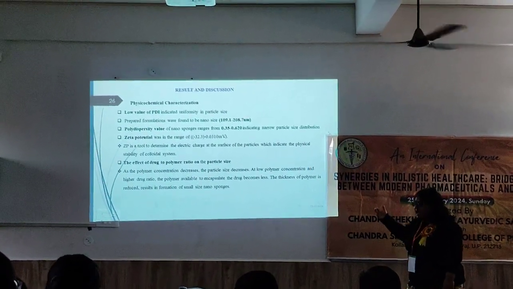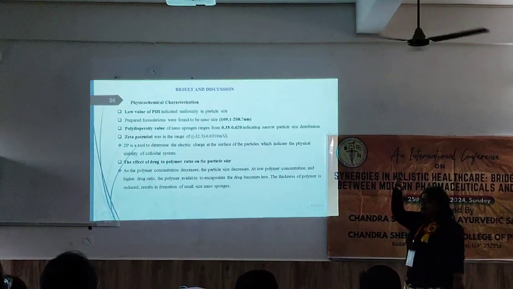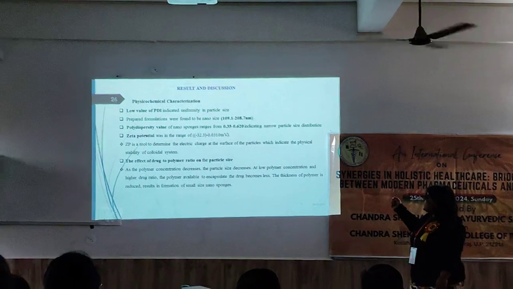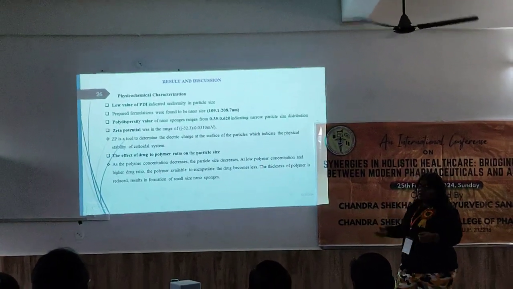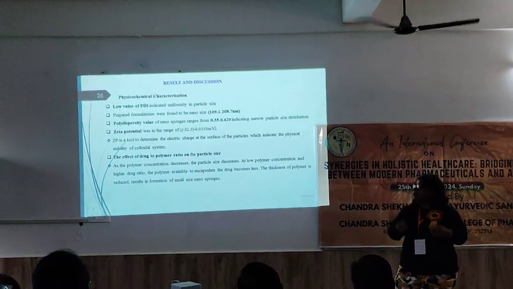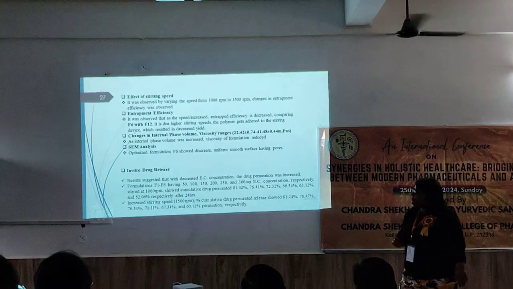What is the effect? As we increase the polymer ratio from 50 to 300 in the formulation, the particle size decreases, because at lower polymer concentration and high drug ratio, the polymer available to encapsulate the drug is less. So as a result, small size nanosponges form.